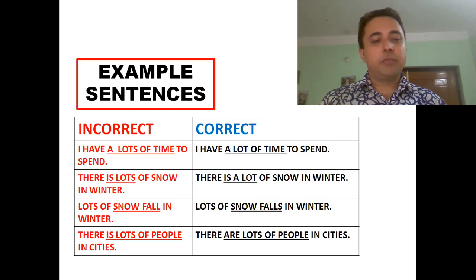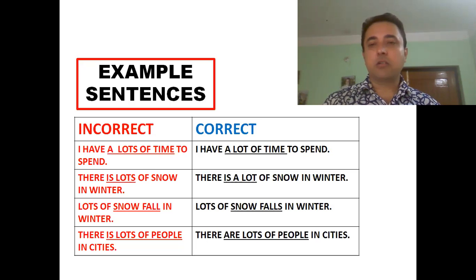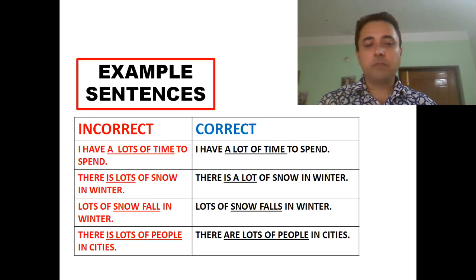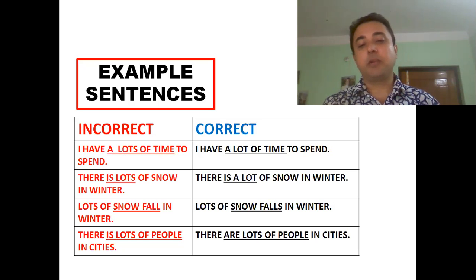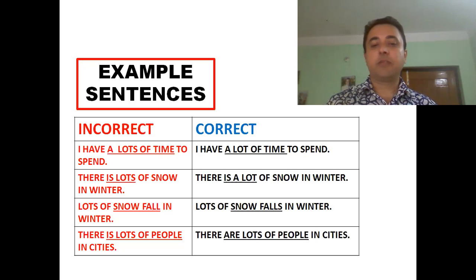There is lots of people. Now, as I said, is lots is not possible. You have to write are if the following subject is plural. People is a plural word, so there are lots of people. You can begin like lots of people are in cities. Okay, that should give you a fair bit of idea about where to use the terms that we just discussed.